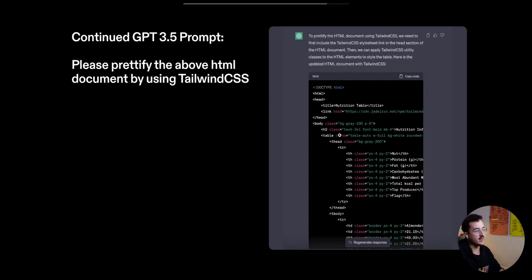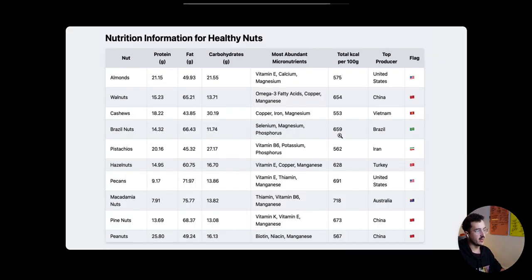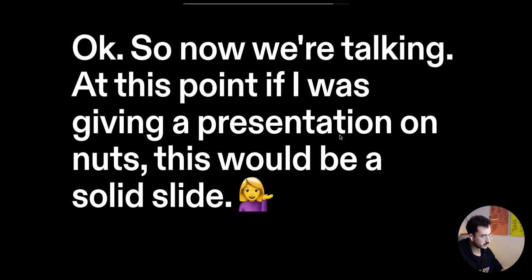And then yeah, it writes all that code, it modifies all that code, it gives you all the new Tailwind CSS classes, and it imports the Tailwind library through a CDN. And now if we render it, I mean, that's way better. That's just beautiful. I think it's a way better table than the one we had before. Okay, so at this point, if I was giving a presentation on nuts, this would be a solid slide, I think.